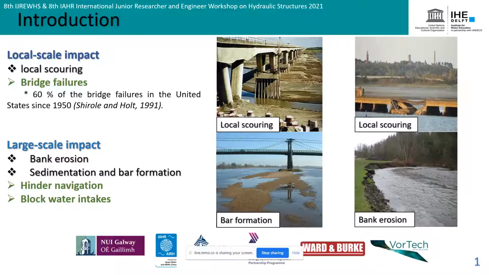Installation of bridge piers in the bed of a lowland river has a local and large-scale impact. The local scale impact is local scouring, which leads to bridge failures. 60% of the bridge failures in the United States since 1950 were due to local scouring, while the large-scale impact includes bank erosion, sedimentation and bar formation. This sedimentation and bar formation could hinder navigation and block water intakes, which could lead to economic losses.